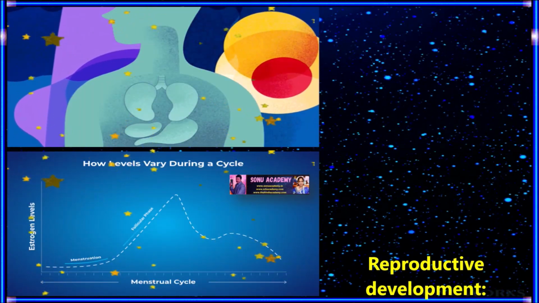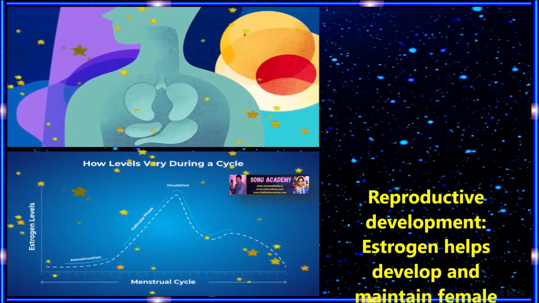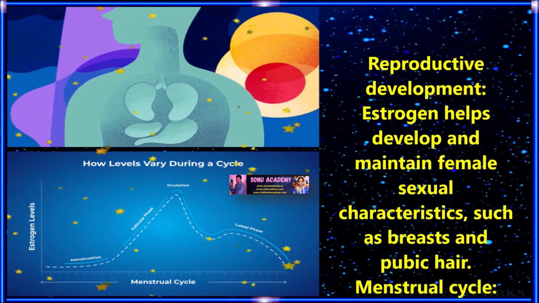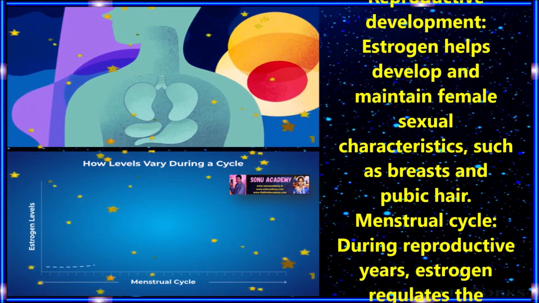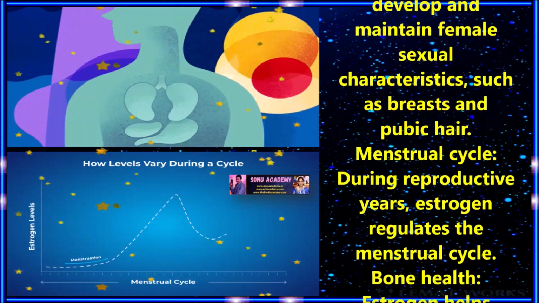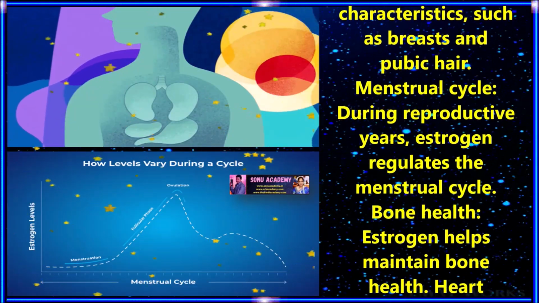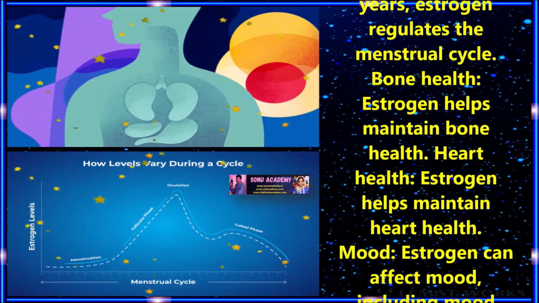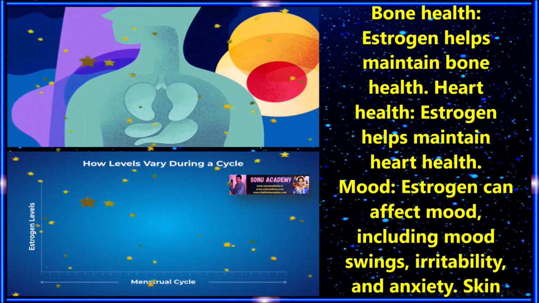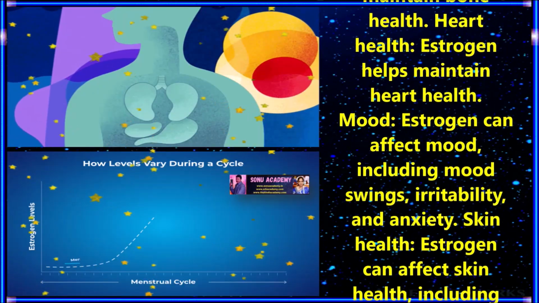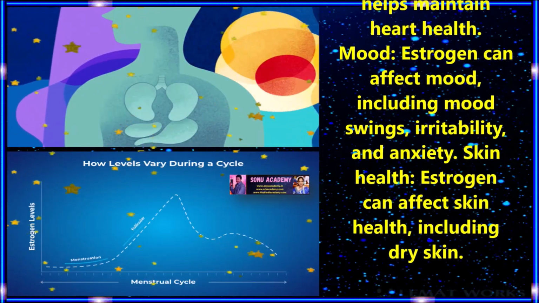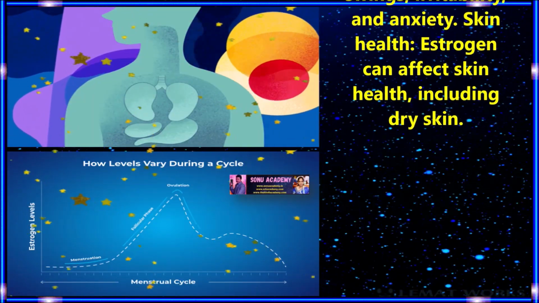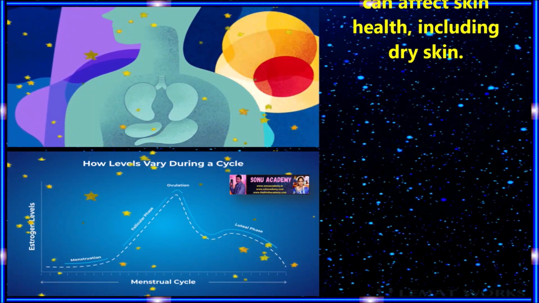Children, now let us see what this estrogen does. Reproductive development: estrogen helps develop and maintain female sexual characteristics such as breasts and pubic hair. Menstruation cycle: during reproductive years, estrogens regulate the menstruation cycle. Bone health: estrogens help the maintenance of bone health and heart health. Mood: estrogens can affect mood, including mood swings, irritability, and anxiety. Skin health: estrogens can affect skin health, causing dry skin.